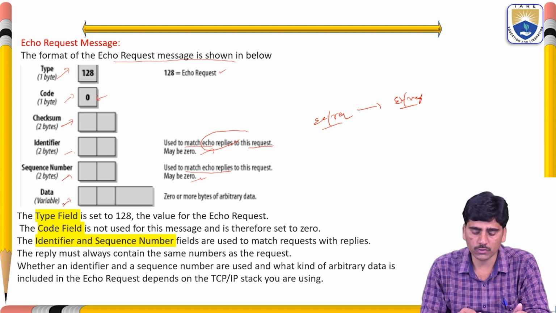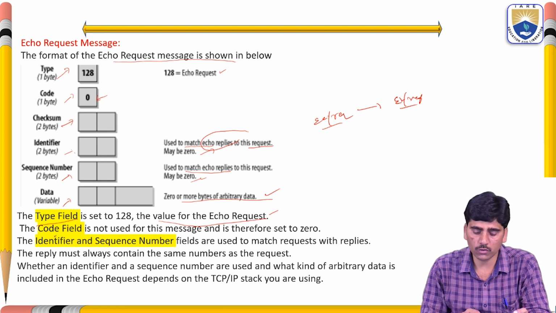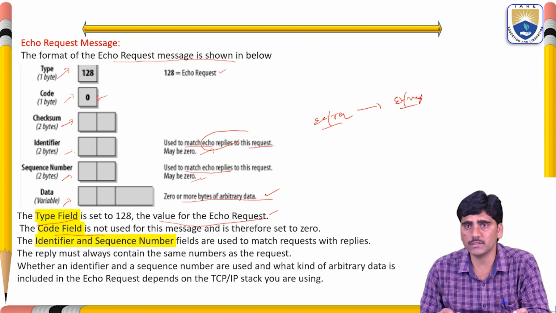And the data is variable. Depending upon the size of the data, the fields are going to be added. So 0 or more bytes of arbitrary data. Here the type field is set to 128. The value for echo request is 128. And the code field is not used for this echo request message, and therefore it is set to 0. It is only for echo reply messages.